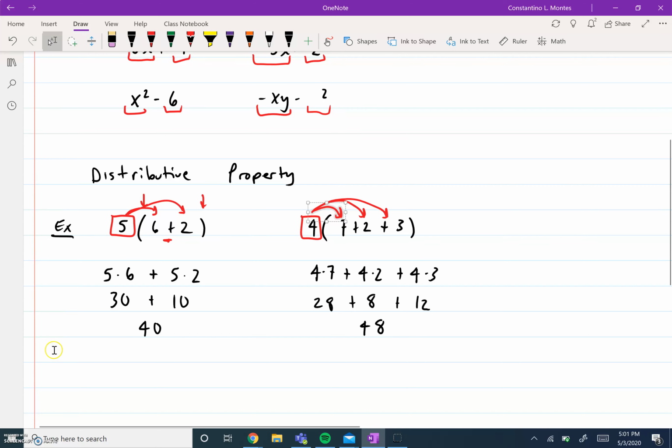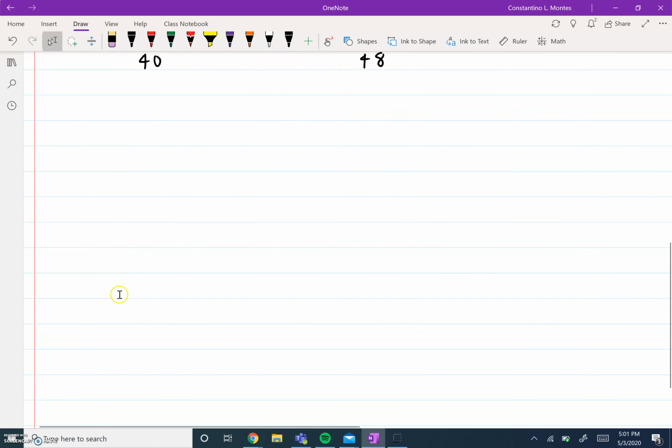Okay, so let's practice this. What if I had 3 times x plus 2? Notice that x and 2 are not like terms. We cannot combine them. That's as simplified as it gets for that. But what we can do is take this 3 and distribute.